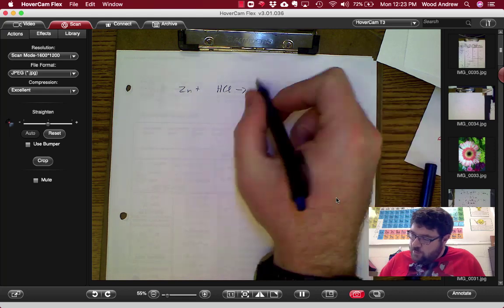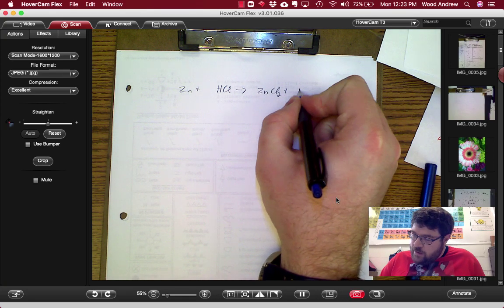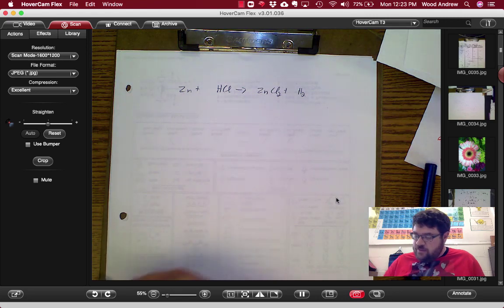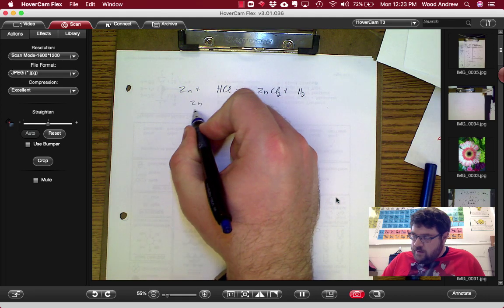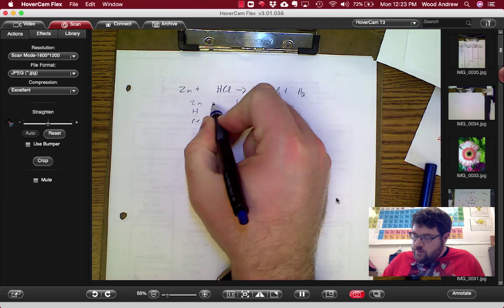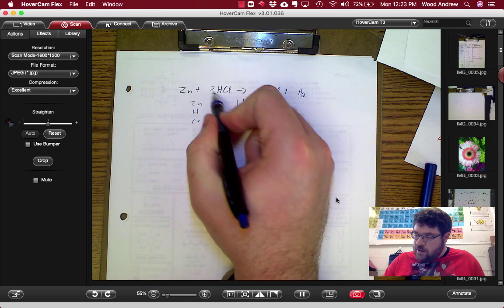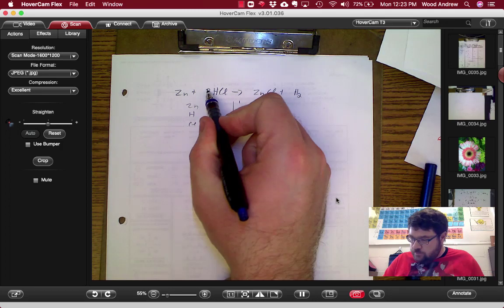So that will form zinc chloride and hydrogen. Hydrogen, of course, is diatomic. And this is relatively easy to balance, right? If I want to do the whole thing, zinc, hydrogen, chlorine: 1, 1, 1, 1, 2, 2. So put a 2 right there, and we're all balanced. So there we go.